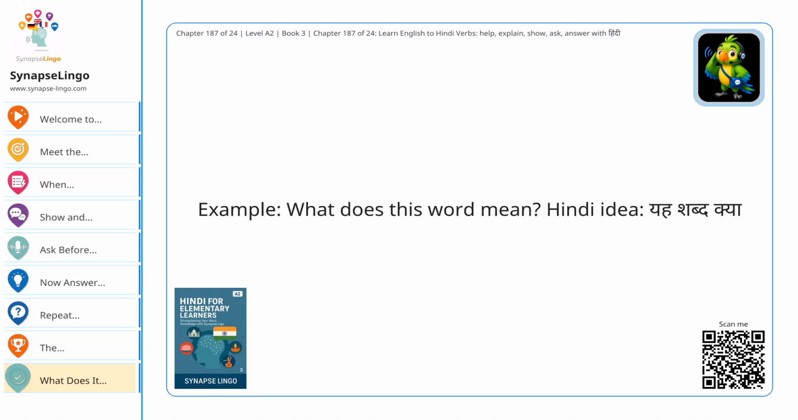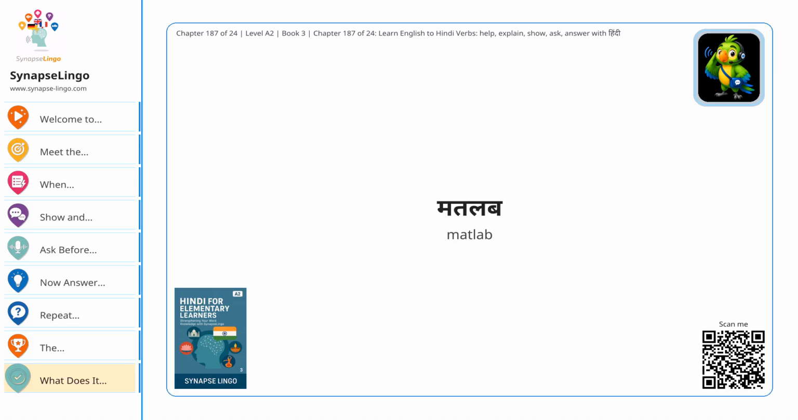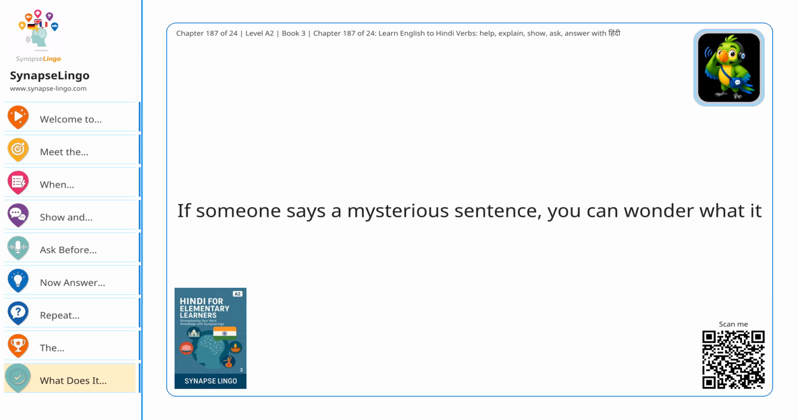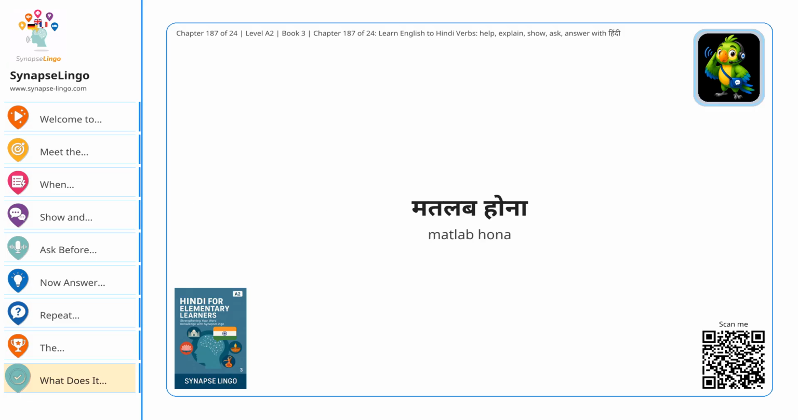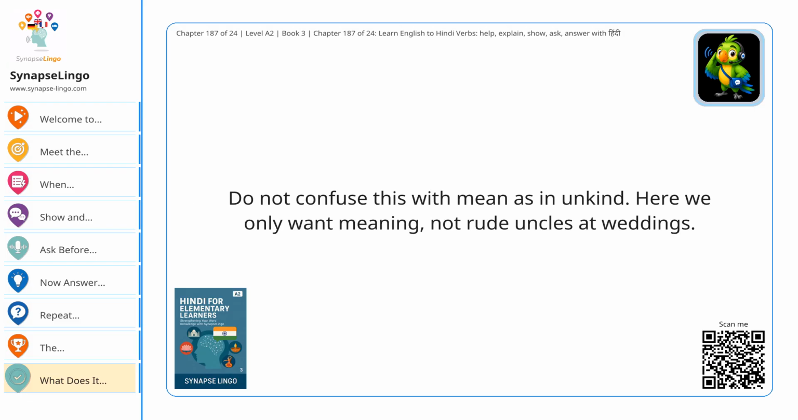Example. What does this word mean? Hindi idea. यह शब्द क्या मतलब रखता है? If someone says a mysterious sentence, you can wonder what it मतलब होना is. Do not confuse this with mean as in unkind. Here we only want meaning, not rude uncles at weddings.